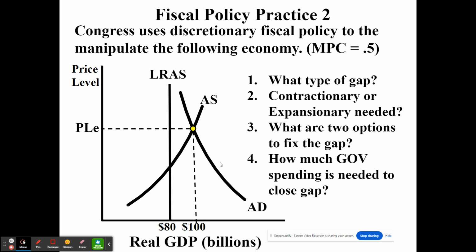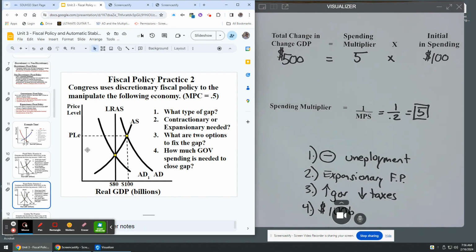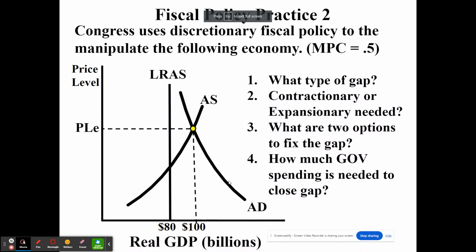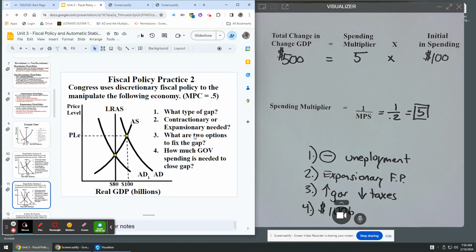All right, we have another problem. This time our MPC is 0.5, and we need to work this problem out. I'm going to drop this out of here. Disregard the second curve. Again, we're operating right here. My animation would be for the classroom, so ignore him. We're operating at price level at equilibrium and $100 billion of real GDP.